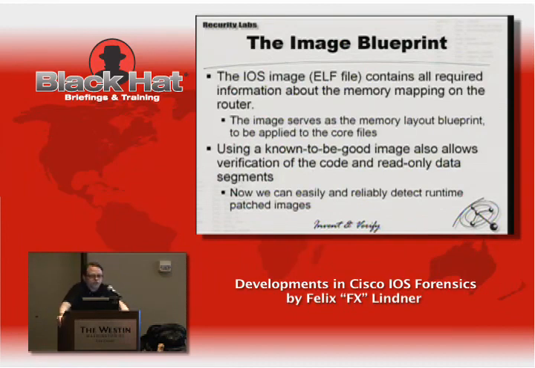So how do we get the abstraction back? The first thing is we use the iOS image that was supposed to run on the router, of which we have a copy, not on the router, preferably. In the worst case, we can just go to CCO, the Cisco server, and download a fresh copy of the image. And we use that as a memory blueprint because the ELF information contains the information we need for the memory mapping. So we know how the memory was mapped that we found in a core file. Essentially, the ELF file serves as our blueprint for the core file to see where things belong.